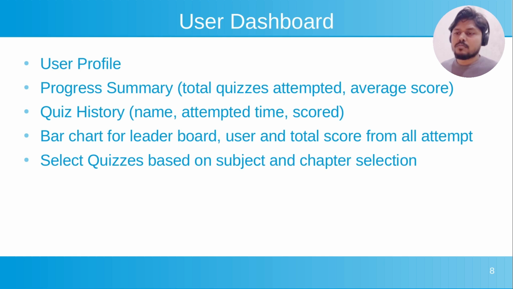So we will show the name, attempted time, and score, and then we will have the bar chart for the leaderboard. So we will have a leaderboard where all the users and their total score for all the attempts will be shown as a bar chart.